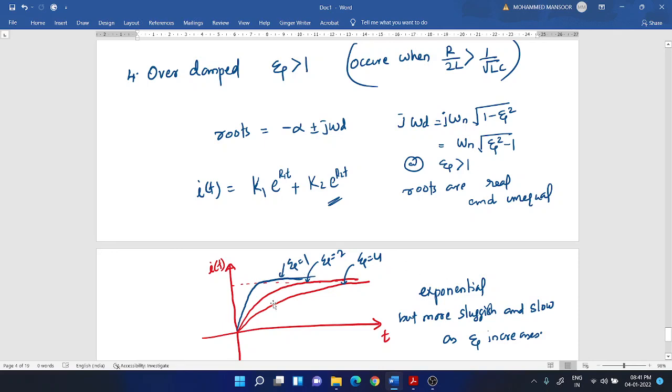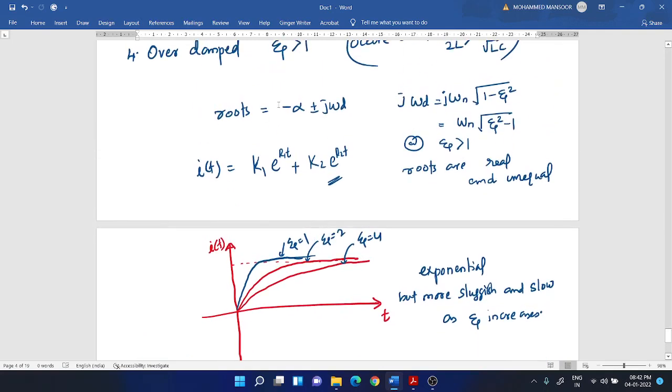So let's compare the response for different values of damping ratio. Say this is the critically damped situation, theta is equal to 1. This is the response corresponding to the critically damped system. We can see that the response is still exponential, but it is more sluggish and slow. As theta increases, it takes more time to reach the final value. So as theta increases, the response becomes more sluggish and slow. So this is the response curve corresponding to the overdamped system.